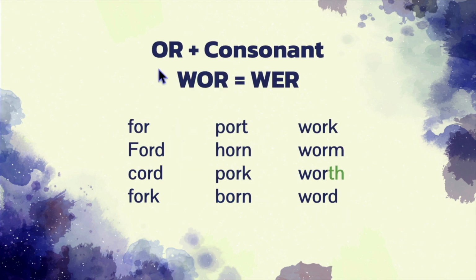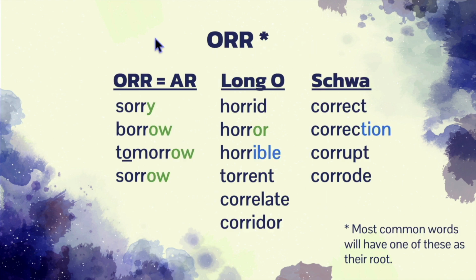When you have a word with OR plus a consonant after it, it says or, unless there's a W in front. So we have for, the car company Ford, cord, fork, port, horn, pork, born. If you have WOR, it sounds like were, like work, worm. TH in this word says th, worth, and word.